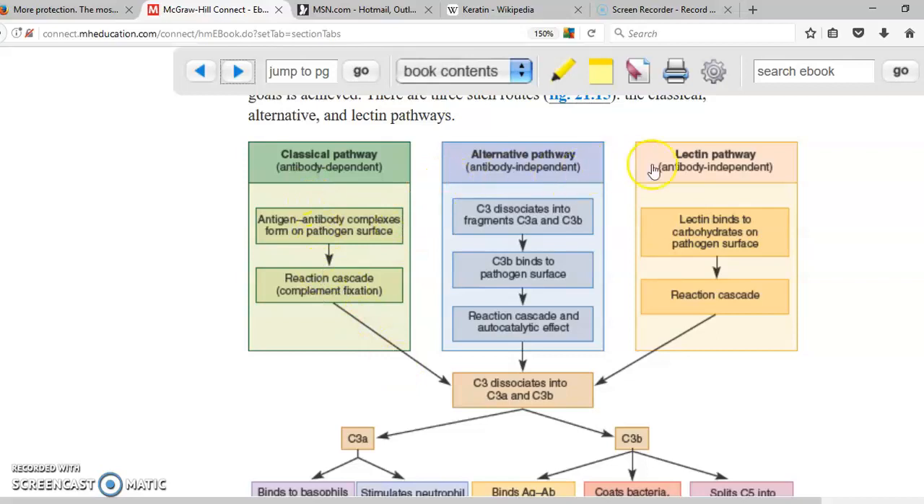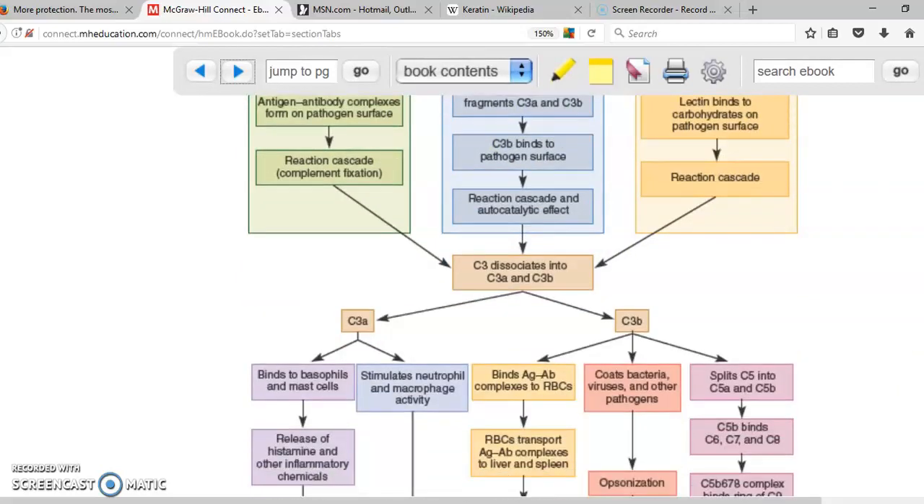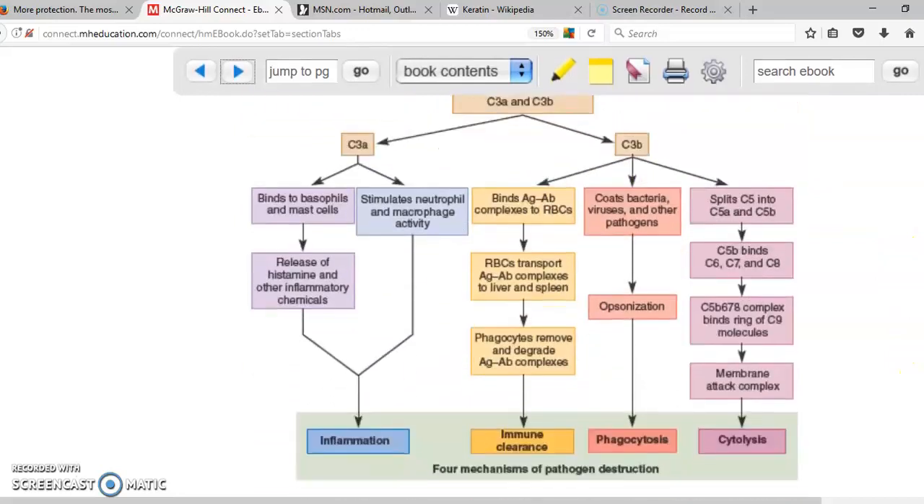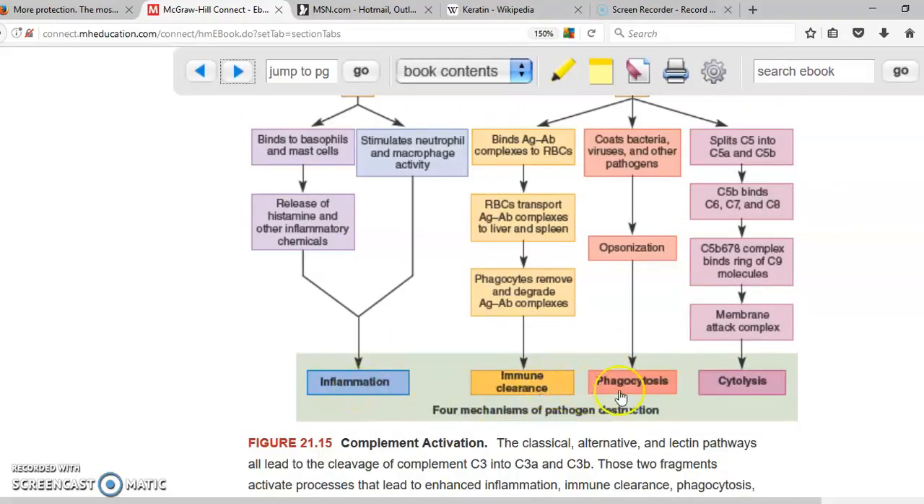And then the next one is lectin. Lectin is a protein that is going to attach to carbohydrates that the microorganisms have in the cell membrane. And once it attaches to the carbohydrates in the cell membrane, it's going to initiate the pathway. These three different ways to activate it basically have the same result. The C3 protein is going to be transformed into C3a and C3b by these three ways. And the result of that is going to be inflammation, immune clearance, phagocytosis, and cytolysis.